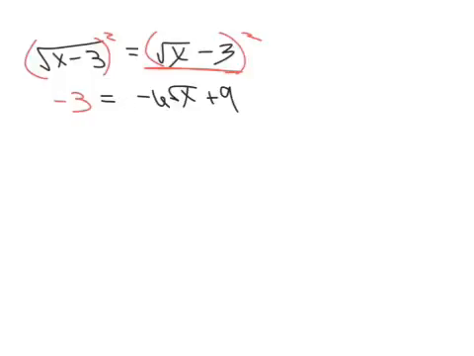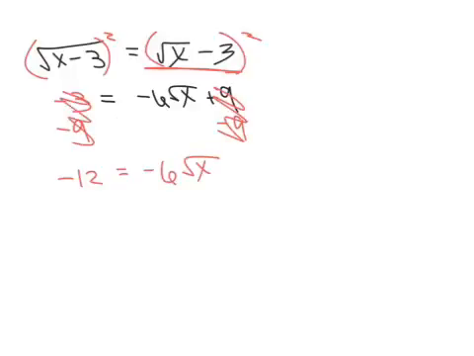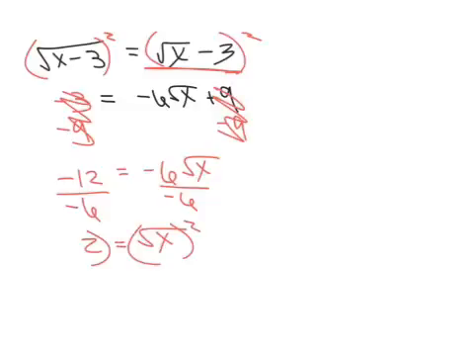Okay, then we're going to subtract 9 from both sides. And that gives me negative 12 equals negative 6 square root of x. Okay, so see, I'm slowly but surely getting rid of stuff. Then I divide both sides by negative 6, and I get a positive 2 equals square root of x. Then I square both sides. I get 4 equals x.